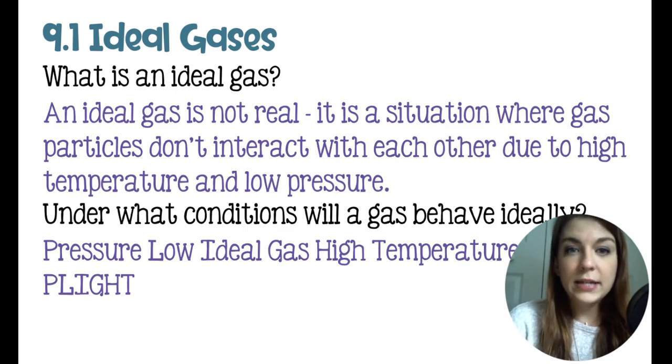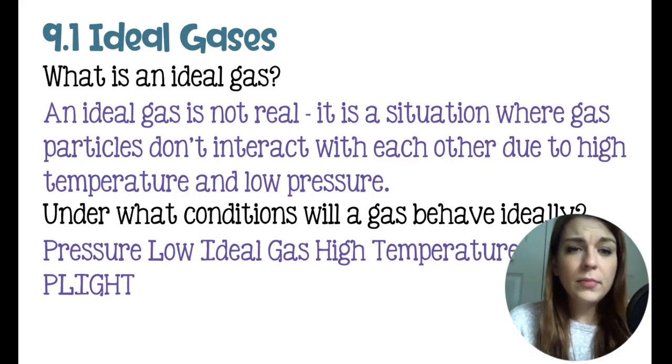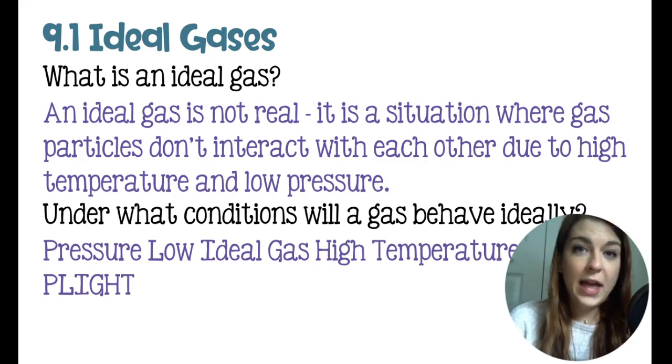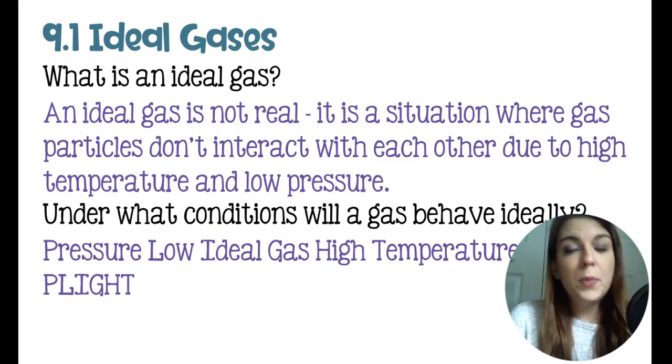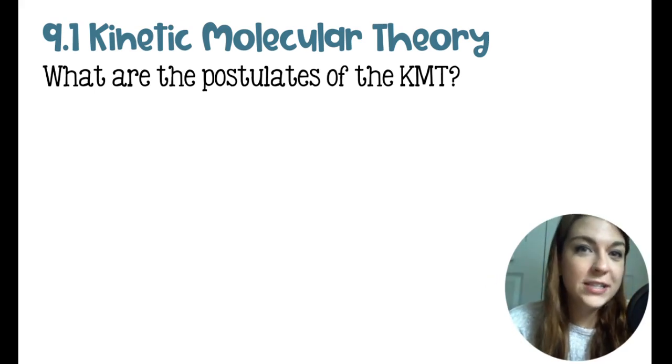So the ideal gas is going to have a situation where the particles are unable to interact with each other because they're very far apart from each other. And the conditions under which that will happen is very high temperature, so they're moving fast, and a very low pressure, so they're able to spread out. And we use the mnemonic device PLIGHT in order to help us remember that. The next question is, what are the postulates of the kinetic molecular theory?